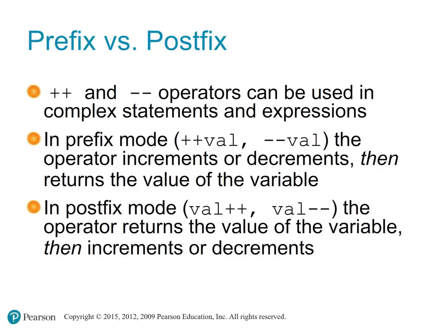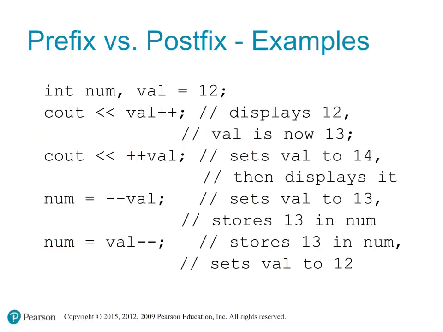In postfix mode, for example, val++ or val--, it first returns the current value of the variable, then increments or decrements it. For example, we have result = val++. The current value of val is assigned to result first, and then val is incremented.